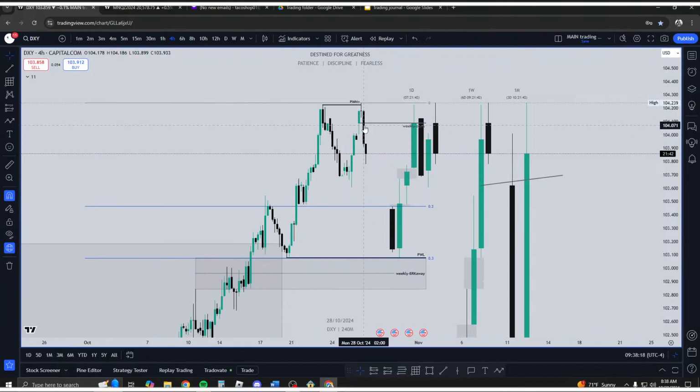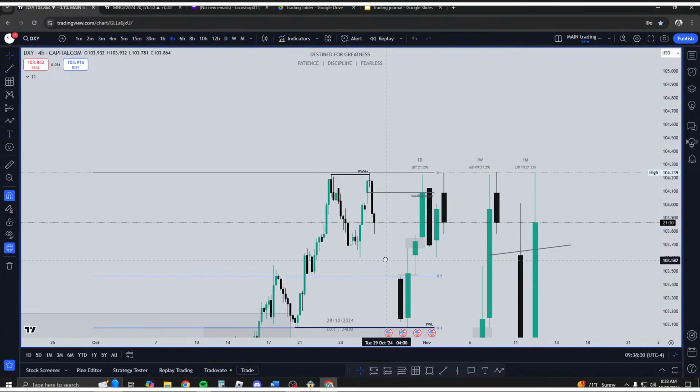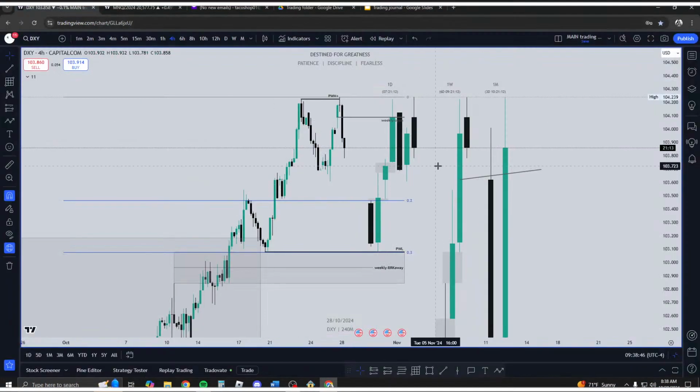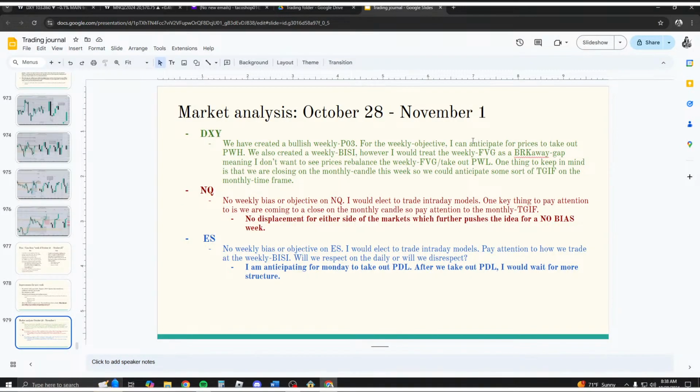So we opened up on Sunday, priced higher, took out previous week's high, completed the daily objective as well, and now we are starting to trade back inside this range. That's completely permissible, right? Like I said, for the weekly objective, I was anticipating price to take out previous week's high. We created a weekly BISI, however, I would treat the weekly fair value gap as a breakaway gap, which we did. We took out previous week's high before we retraced back inside this fair value gap, which was my entire idea there.